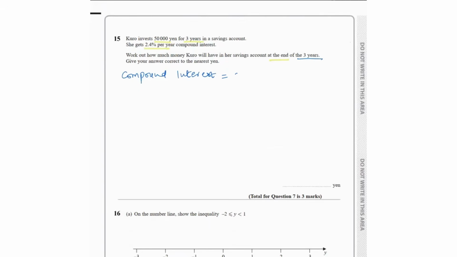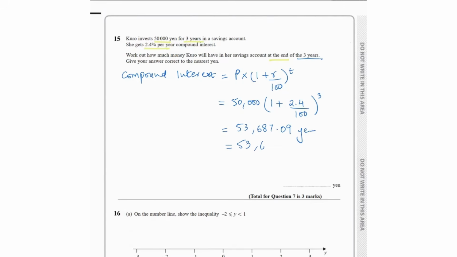So that means P times (1 plus R over 100) to the power of T. This formula will give you the final value of the investment, not the interest earned. So 50,000, which is your principal amount, the amount that you invest, times (1 plus 2.4 over 100) to the power of 3. That's going to be 53,687.09 yen. They want the answer correct to the nearest yen. So that's 53,687. That is your final answer.